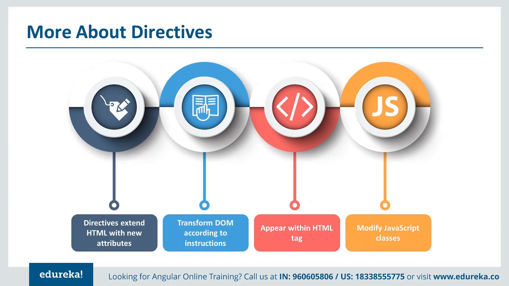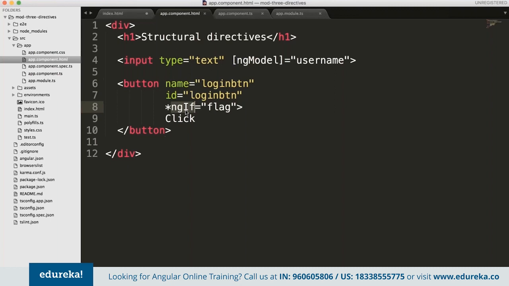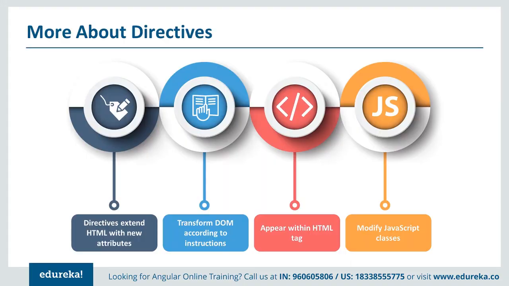Now the next one transforms the DOM according to instructions. More about directives. One thing, it extends the HTML behavior. It transforms the DOM according to instruction. See, what do instructions mean here? *ngIf. You are saying that if the flag is true, then only show, otherwise don't show. That is nothing but an instruction. It appears within an HTML tag. Where do you keep a directive? Within an HTML tag. It modifies the JavaScript class also, because the model and the view, that behavior, it is changing. So it has control on all the things.